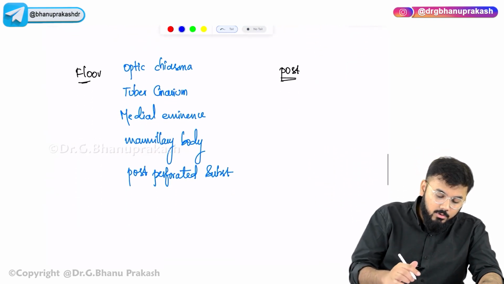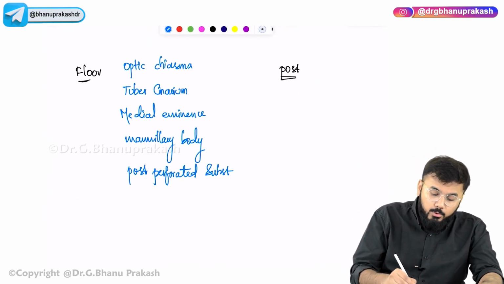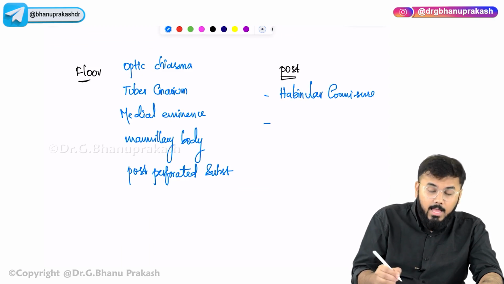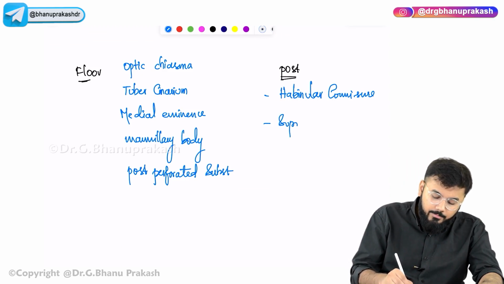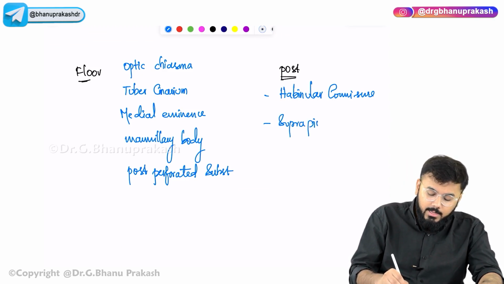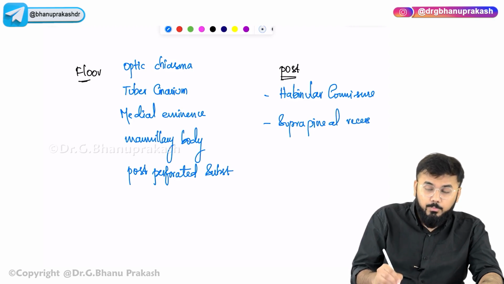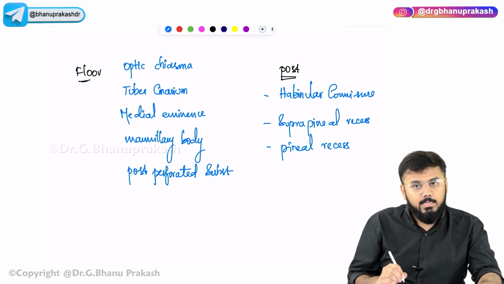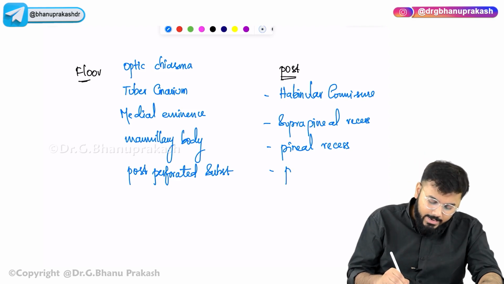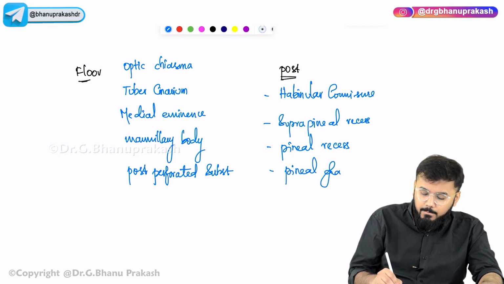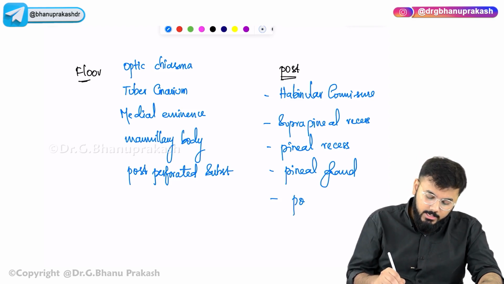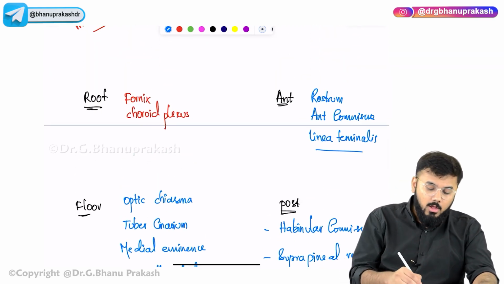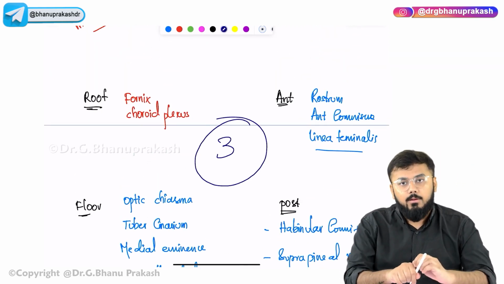Okay. Let us write it down. Just by looking at the picture, you can answer. Posterior wall is formed by habenular commissure, suprapineal recess, next you have got is the pineal recess. Next you have got, what is that? Pineal gland also. And next you have got is a posterior commissure. So these are the structures that form the posterior wall of what? Of your third ventricle. Okay.